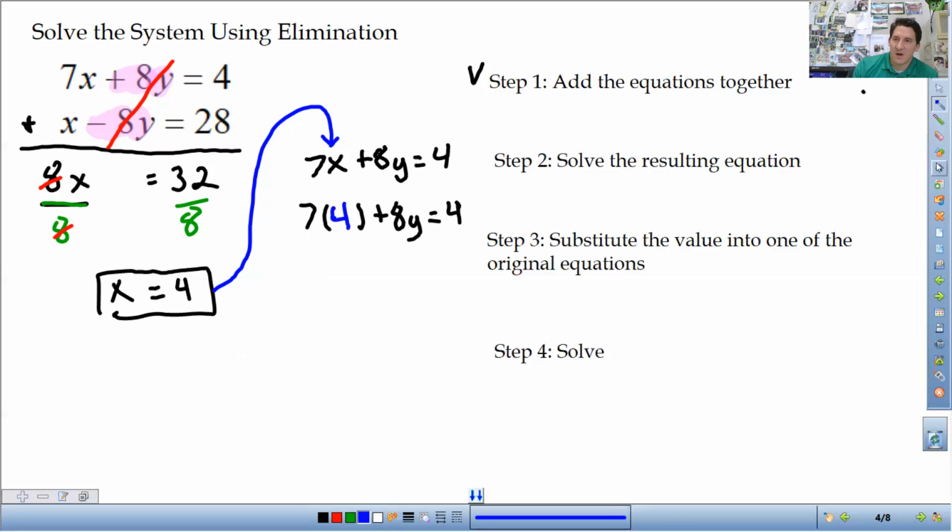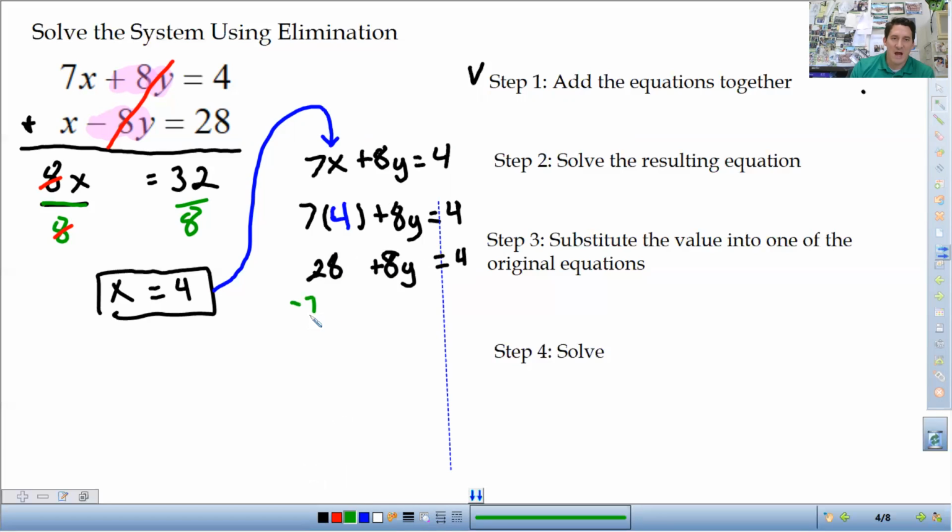And then I'm going to solve the equation. 7 times 4 is 28, plus 8y is equal to 4. That's an 8, make it look like a 6.